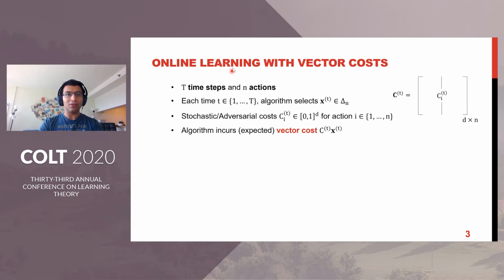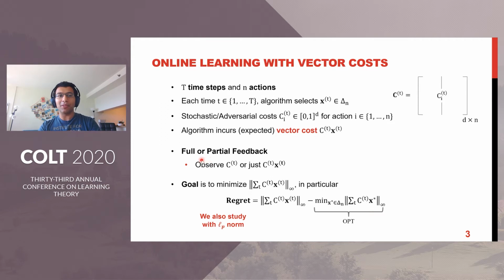In particular, what is this online learning with vector costs? We have again T time steps and N actions. At each time step, again, we select one action or maybe a distribution over these actions. And what we incur is a vector cost, where this is a matrix C^t and the ith action incurs the ith column vector. So we'll incur a C^t x^t expected cost.